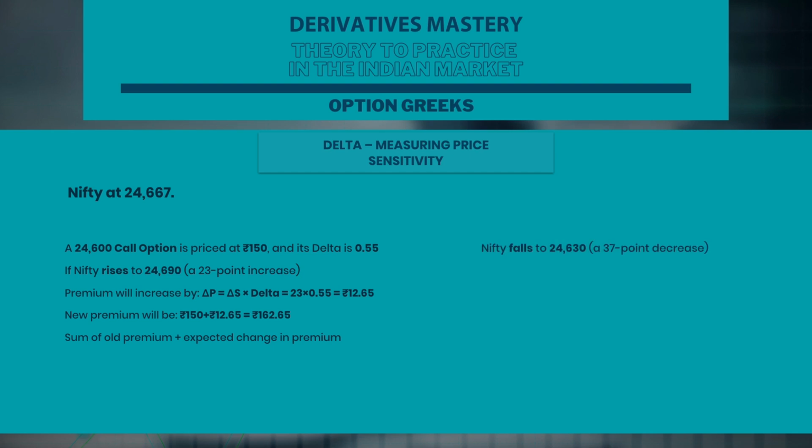Conversely, if Nifty falls to 24,630, that is a 37-point decrease, the premium will decrease by 20.35 rupees. That is, change in premium equals 37 into 0.55, which gives us 20.35. And the new premium will be 150 minus 20.35, which is 129.65.